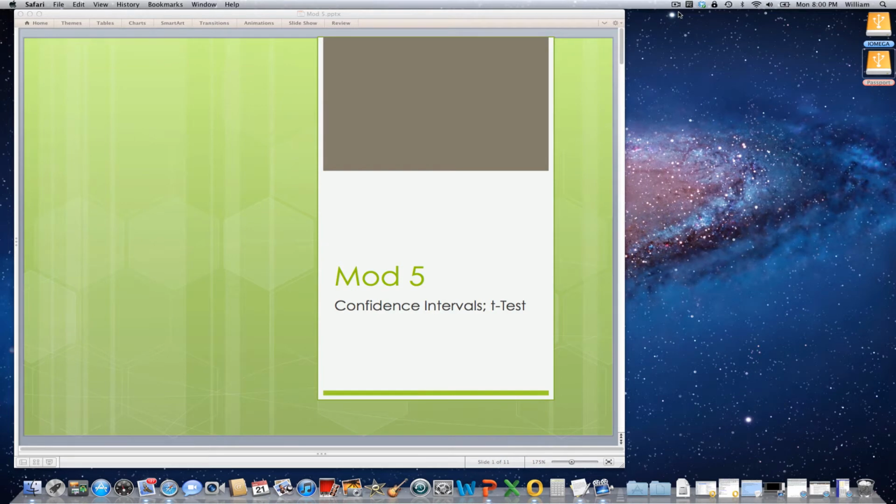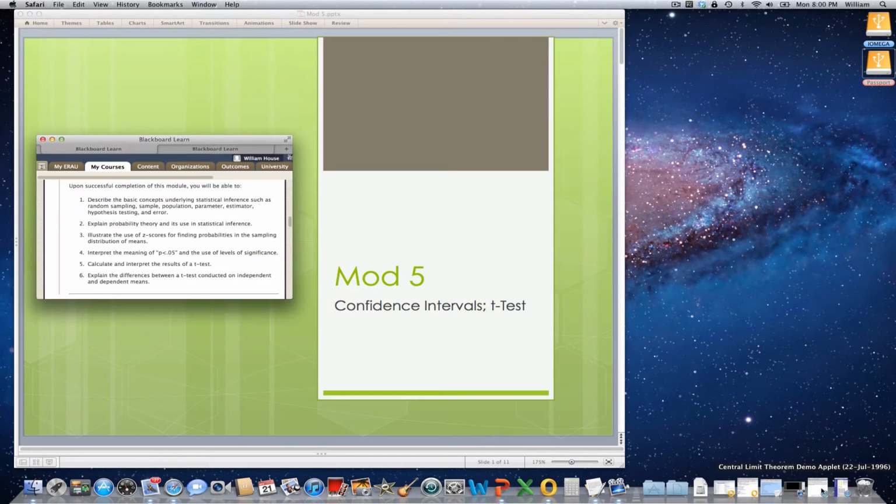The title of Module 5 was Confidence Intervals in the T-Test. But when you get into the learning objectives, it's really a lot more than that. Describe the basic concepts underlying statistical inference, such as random sampling and so forth, probability theory, Z-scores, hypothesis testing, and the different types of T-Test.